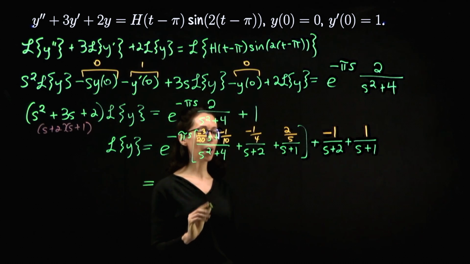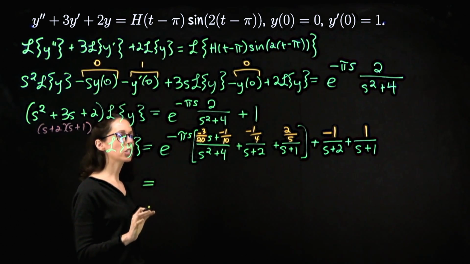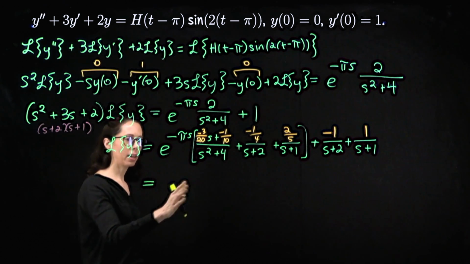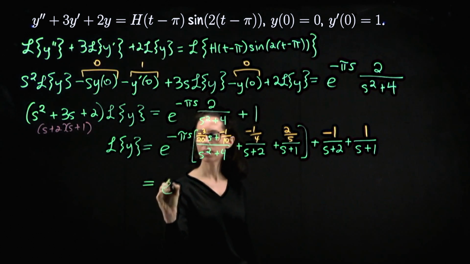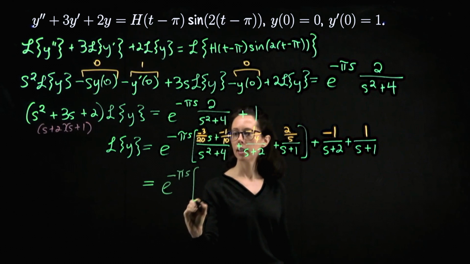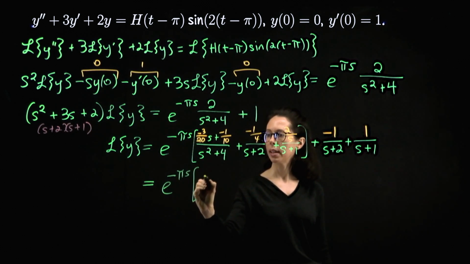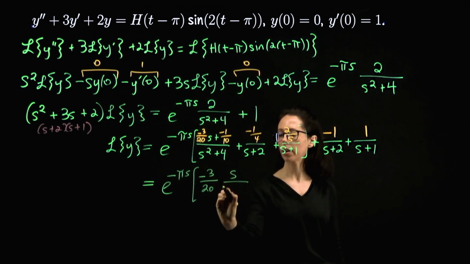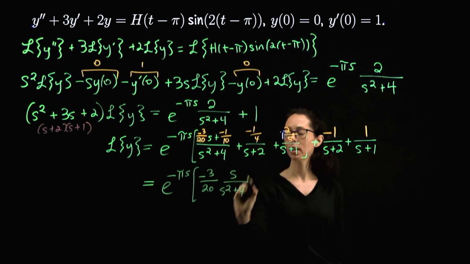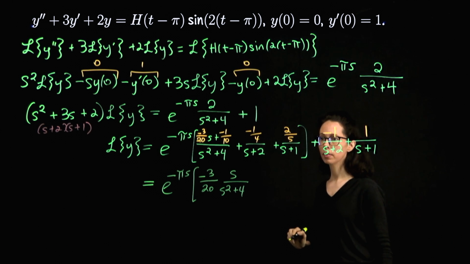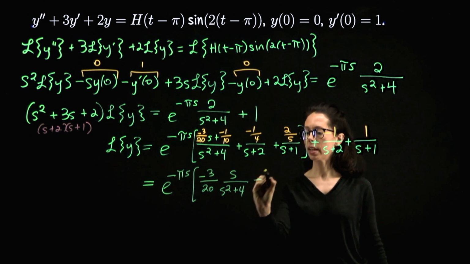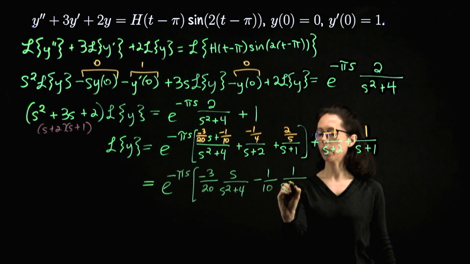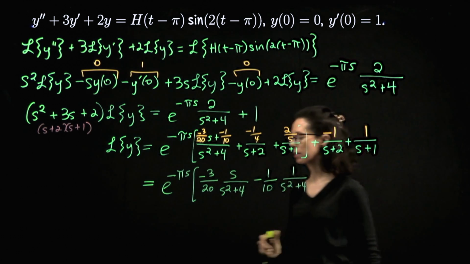Let me write this expression one more time. And as I do so, I'm going to start saying the Laplace transforms that I recognize immediately. I do recognize these immediately, but I'll leave that for another line. Let's say e to the negative pi s times, here I'm going to break this up into negative 3 over 20 times s over s squared plus 4. Now that looks like a cosine. Minus 1 over 10 times 1 over s squared plus 4. And pause here.